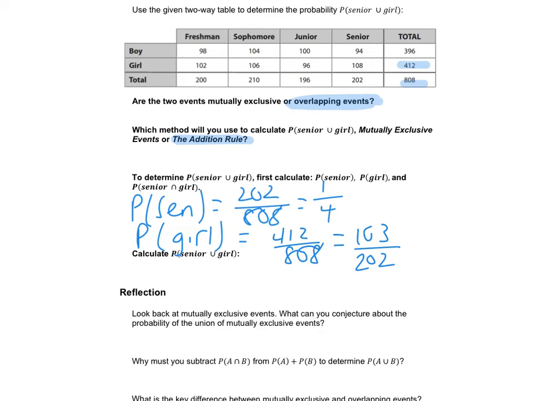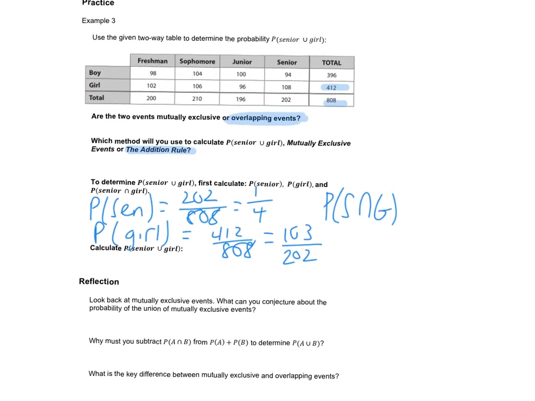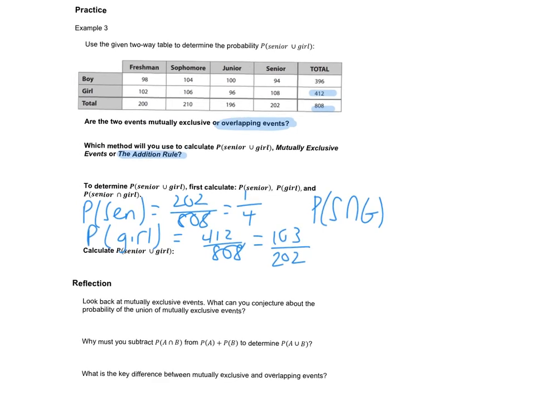And what about the probability of the intersection? I'm running out of space. I'm going to say probability of senior, S, intersection G. What's the probability of a senior girl? All right, so let's find the intersection between those. Seniors, there's the column for seniors. Here's the girl row. Senior girl would be 108 out of 808. And that reduces to 27 over 202.